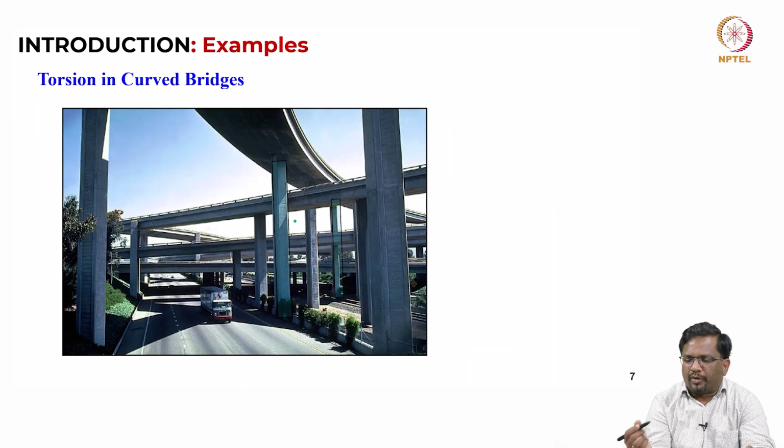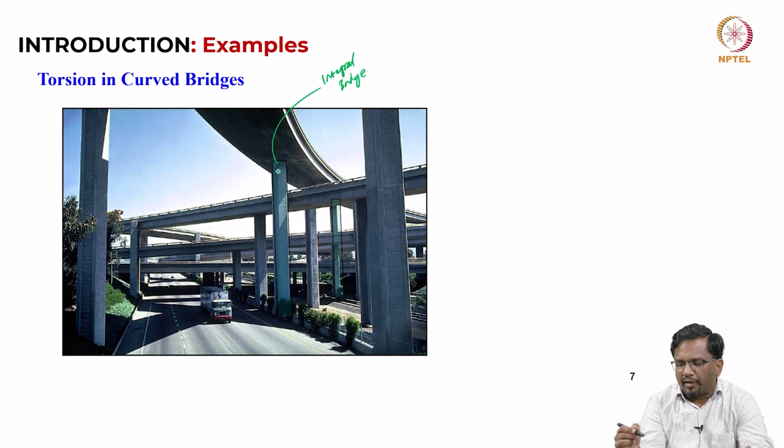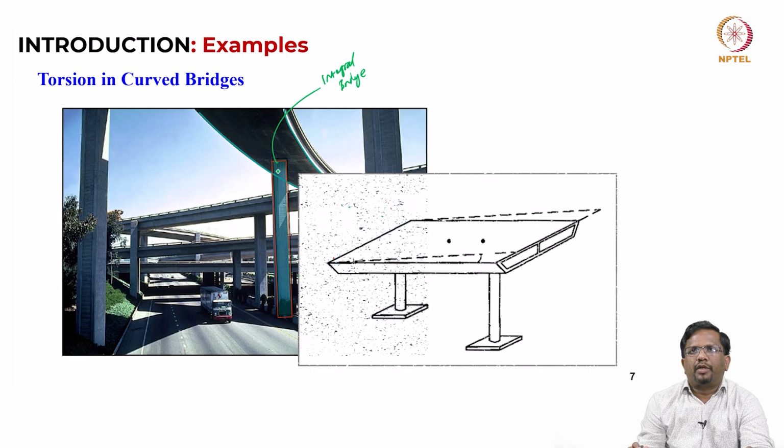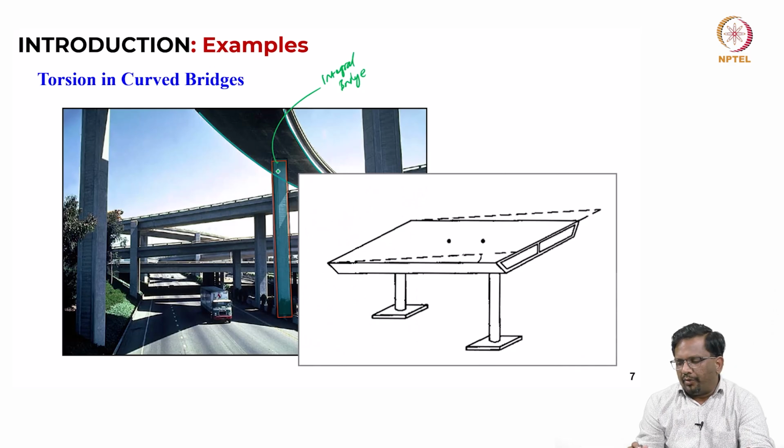Okay, now let us look at other examples from the bridges point of view. You see here, this is an integral bridge and it is a curved bridge. You see the bridge deck is directly connected to the long columns that you have. If you take these columns, all of them are integrally connected to the bridge deck, and let us say this bridge is in a seismically sensitive zone.